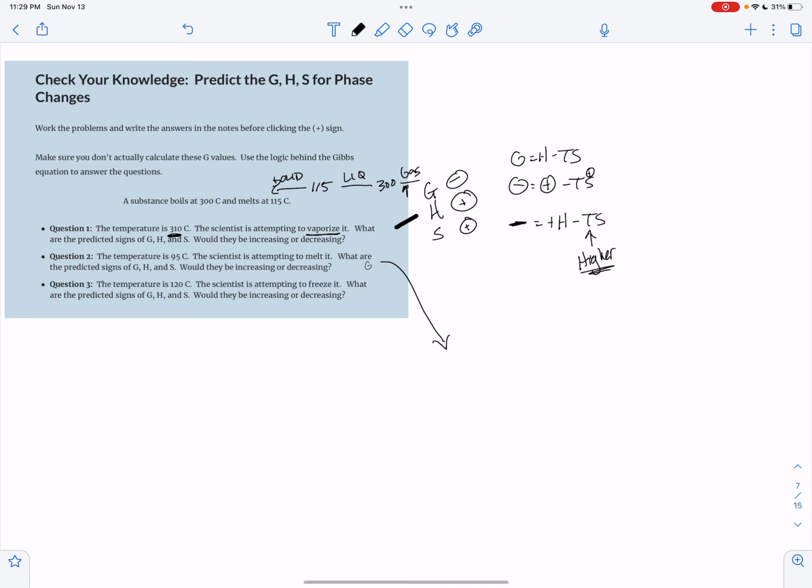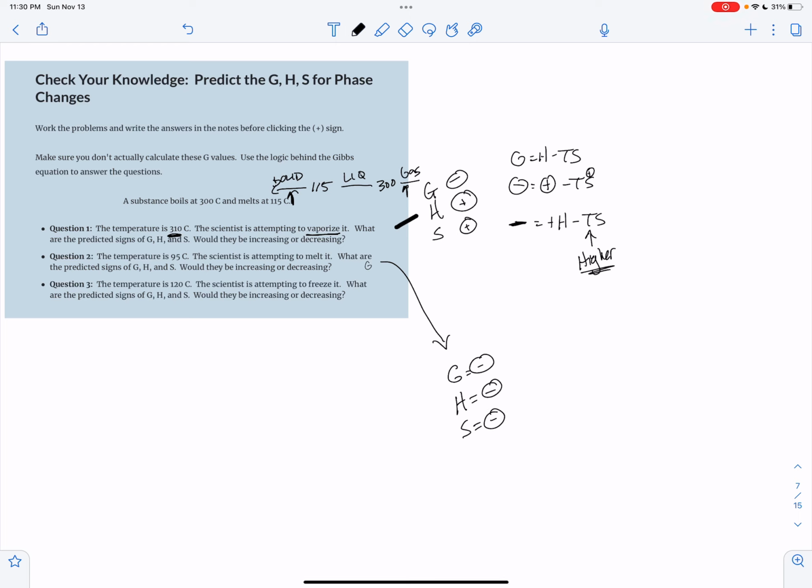Now we'll look at this one. So this one says the temperature is 95, so it's over in this region here. They're attempting to melt it. So if it's colder than the melting temperature, I would say that it for sure is going to melt, so that's a negative G. And then our H value, when you are melting, you have to give off your energy, because the molecules get close together, so they're going to be giving off energy. And then your S term is going to become more ordered, like the more solid that you are.